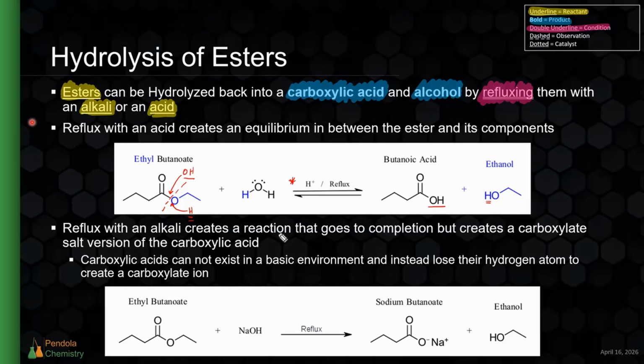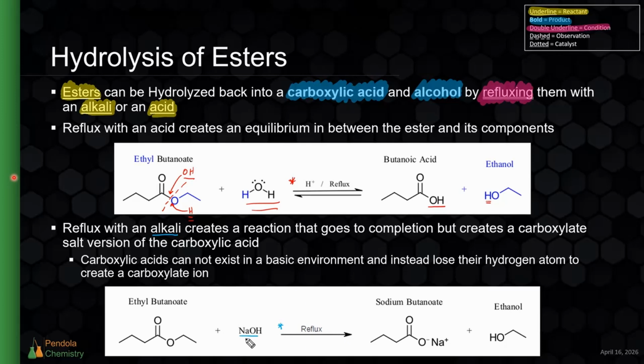But this reaction is an equilibrium reaction, meaning that all of the ester does not get broken up. When we heat up an ester with an acid, in an aqueous acid, which is where the water comes from, that is going to create the carboxylic acid and the alcohol, but in equilibrium. If we wanted this reaction to not be in equilibrium, we would instead use our alkali. So if instead of using the acid, we use the alkali, the sodium hydroxide or the potassium hydroxide, to have this reaction happen, the reaction would go to completion. It is a full reaction.